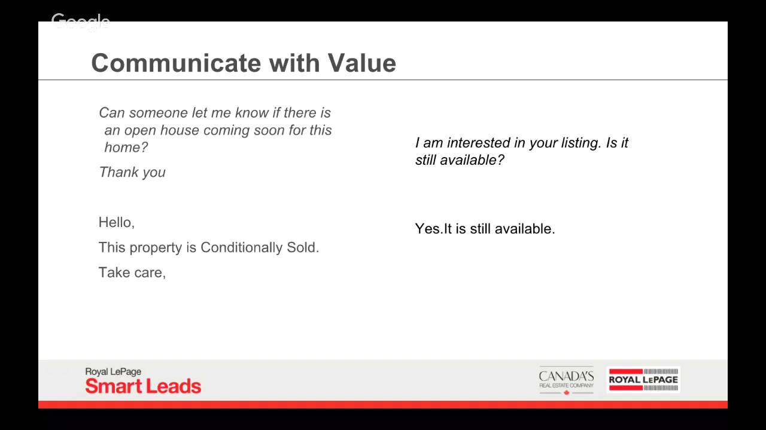Now, here's an example of a message that a lead sent. Can someone let me know if there's an open house coming soon for this home? And the agent replied, hello, this property is conditionally sold. Take care. And another one, the lead writes, I'm interested in your listing. Is it still available? And the agent wrote back, yes, it is available. So ask yourself, do these replies communicate value to the lead? What could they have done better?